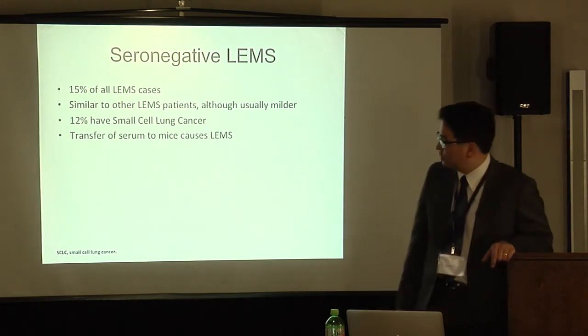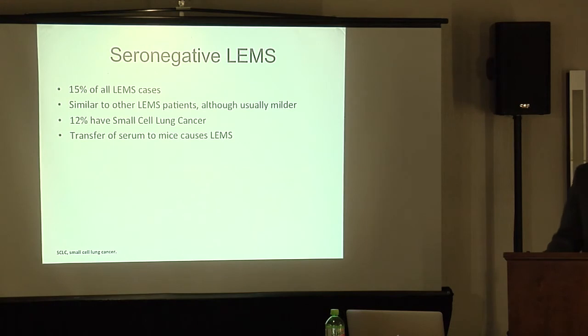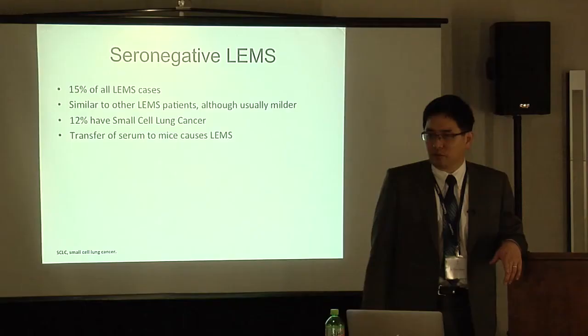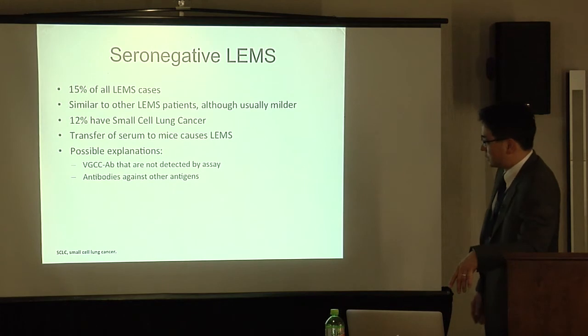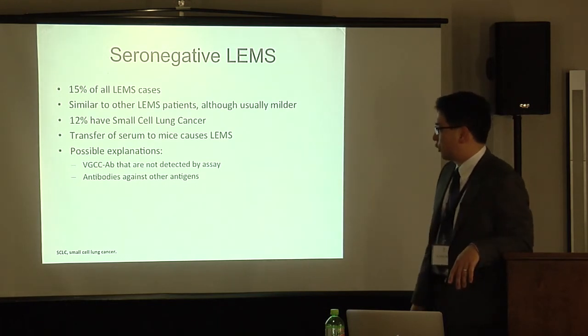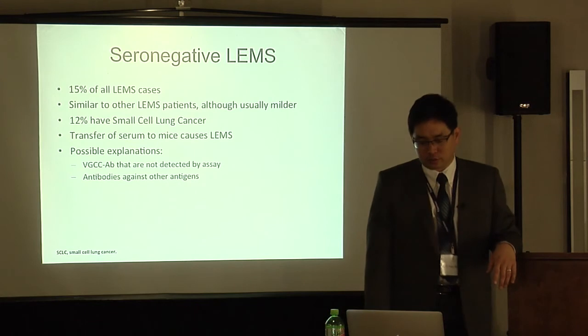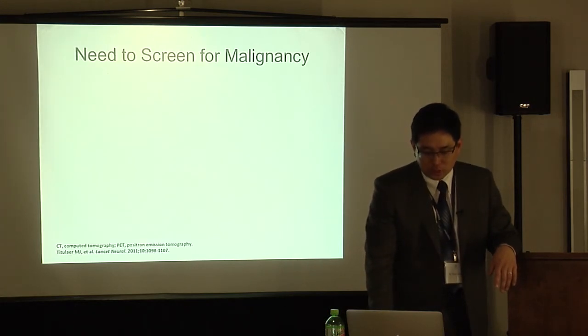Okay? And I believe the strongest evidence that antibodies might actually be causing LEMS in these patients is that if we take their serum, their blood, and give it to mice, they also get LEMS. Okay? So there is something in that 15% that needs more research, and I'm sure we'll one day figure that out as well. But it probably does something very similar to the antibodies that you guys have. I think all of you probably have the antibodies that we know about. So possible explanations, as I just said, are that there are voltage-gated calcium channel antibodies that are just not detected by the test, and also it's possible that there are other antibodies that we don't know about that one day we will discover.